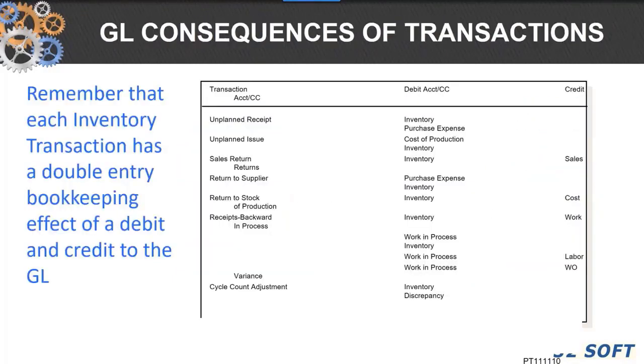So let's look at inventory control processing. So remember the general ledger consequences. We talked about this in our accounting webinar. In terms of Pacioli and his double entry bookkeeping system, every transaction has a debit and a credit to the general ledger. So the transactions we do in inventory control affect that general ledger, and that's where the flow of the money is recorded.